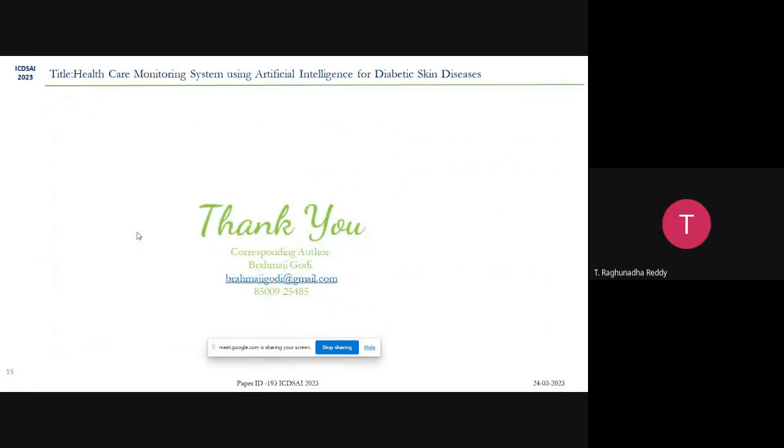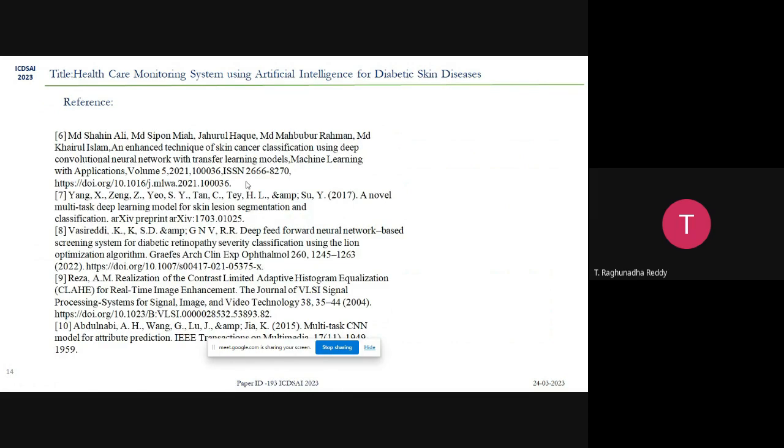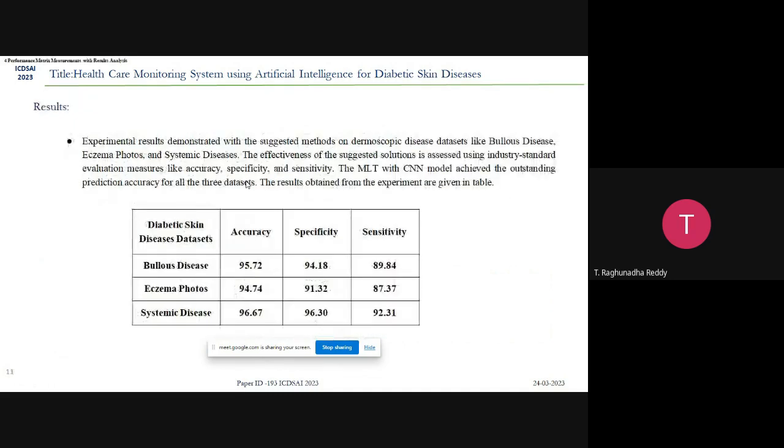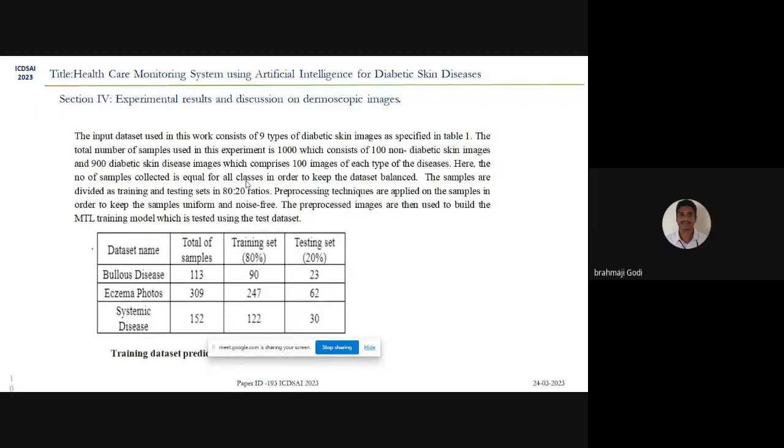Okay, sir. So, what exactly is your contribution in this work? Actually, the disease data set is available, the convolutional neural network is available. What exactly is your contribution in this proposed work? Sir, exactly, sir. We have chosen the new data sets, sir. So the bullous diseases, enzymia photos, and synthesized data sets. We have concentrated only on these.